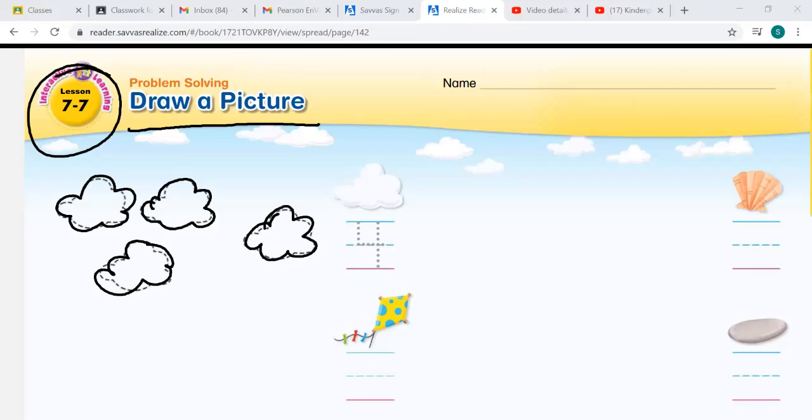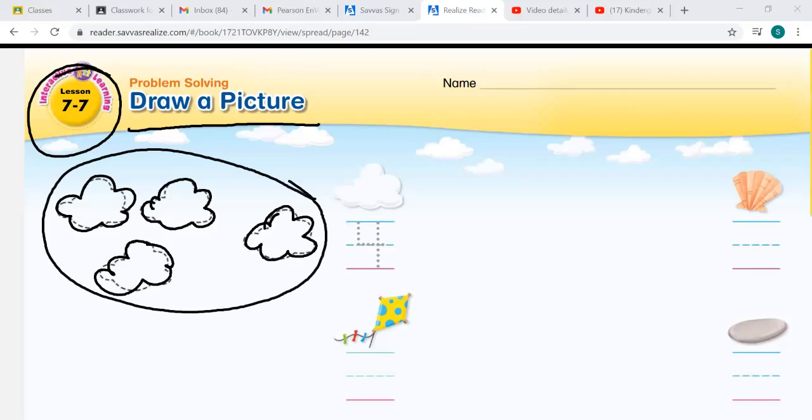All right, so we're going to join the groups. We have 2 groups. Remember, we're going to join them together. And we're going to count the clouds on the page. 1, 2, 3, 4. So let's write the number 4 on our number line here.